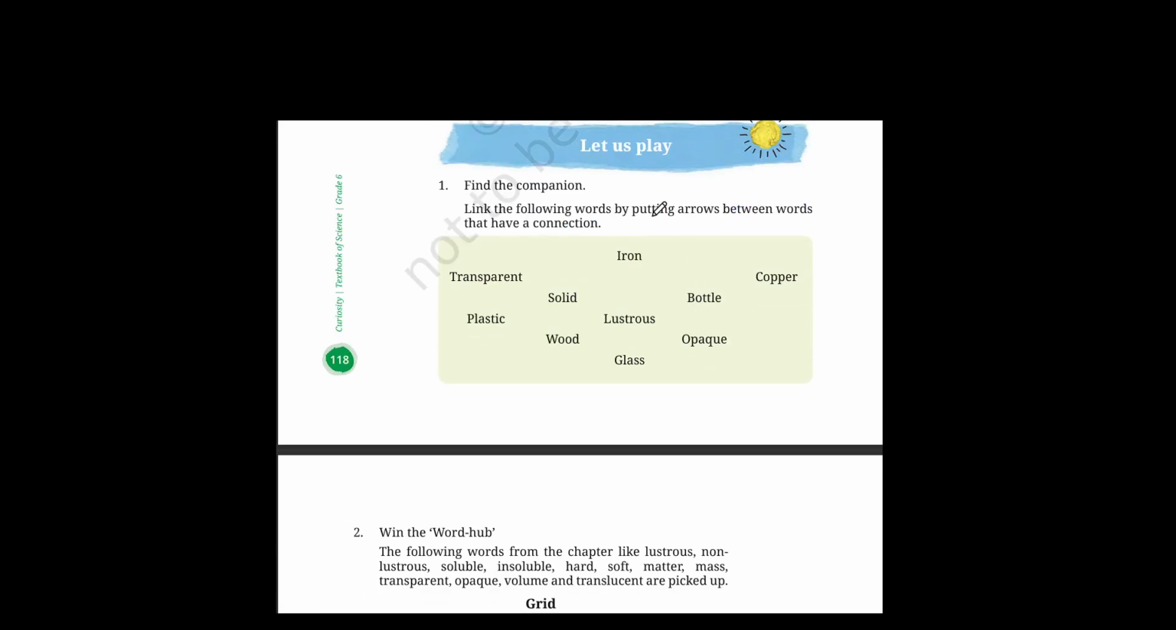Let us play. So find the companion. So there are some materials given. यहाँ पे काफ़ी सारे मटेरियल्स दिए गए हैं और उनकी प्रॉपर्टीज दी गई हैं. तो लिंक द फॉलोइंग वर्ड्स बाय पुटिंग एरोज बिटवीन वर्ड्स दैट हैव अ कनेक्शन. तो कुछ वर्ड्स दिए गए हैं जो कि मटेरियल्स हैं या फिर उनकी प्रॉपर्टीज हैं. तो वी हैव टू मैच एज पर देयर connection.